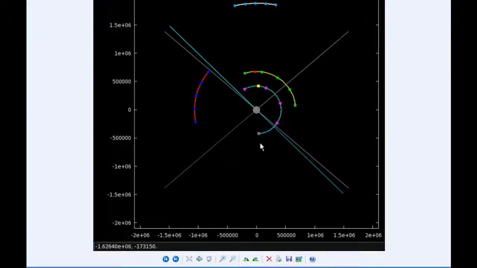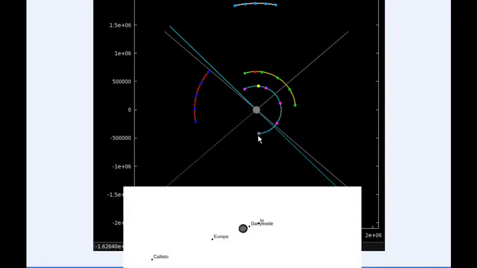At 0 hours UTC, Io begins the day in quadrant 4, heading east. Europa starts the day in quadrant 1, heading east. Ganymede spends all day in quadrant 3, heading west. And Callisto spends all day in quadrant 2, heading west.